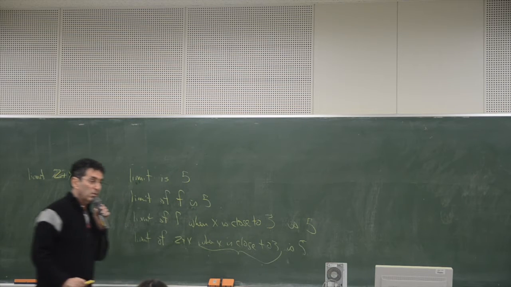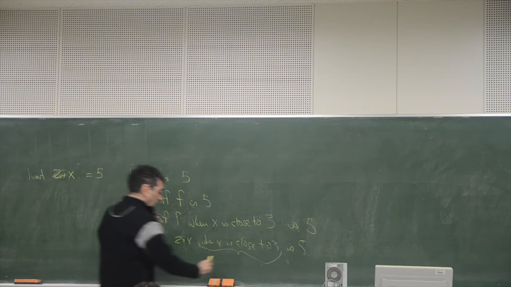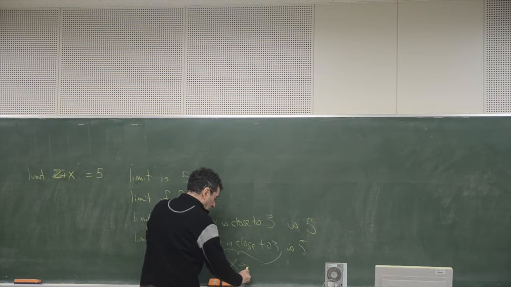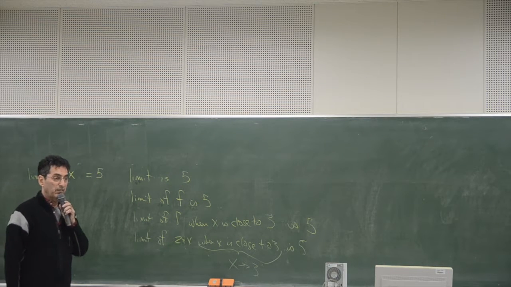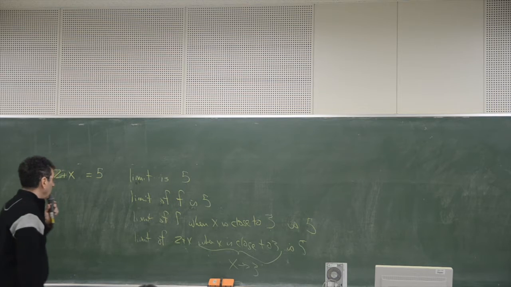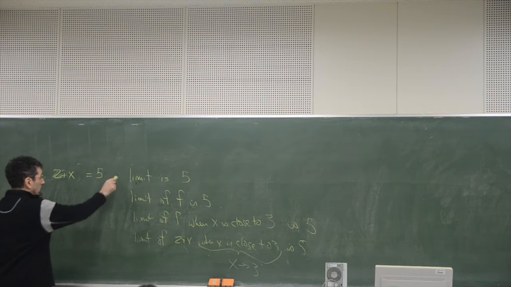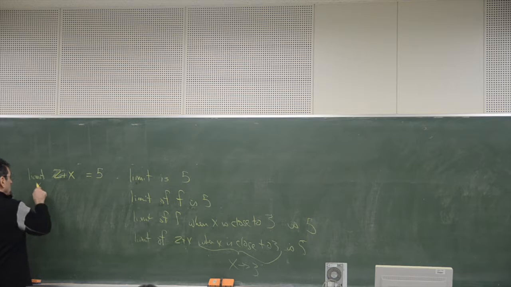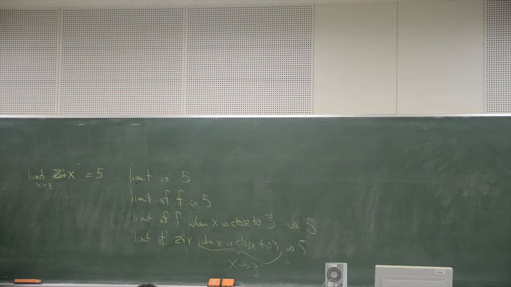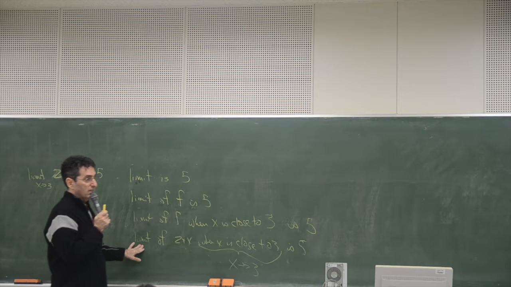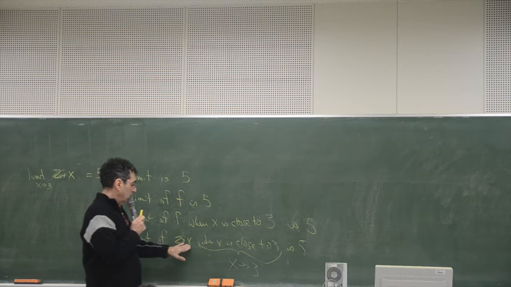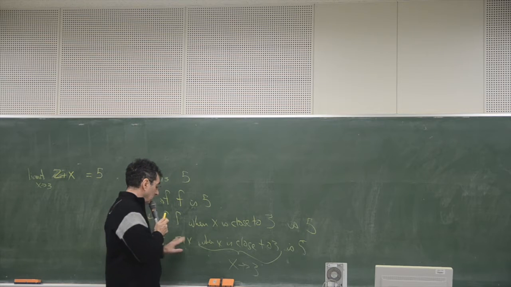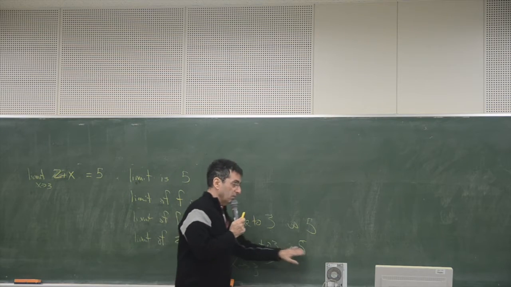When x is close to 3, that is written like this. X is close to 3 is written like that. X approaches 3. You could put that x approaches 3 over here, you could put it anywhere, but usually they put it here. So that is just a way of writing this: the limit of 2 plus x when x is close to 3 is 5.